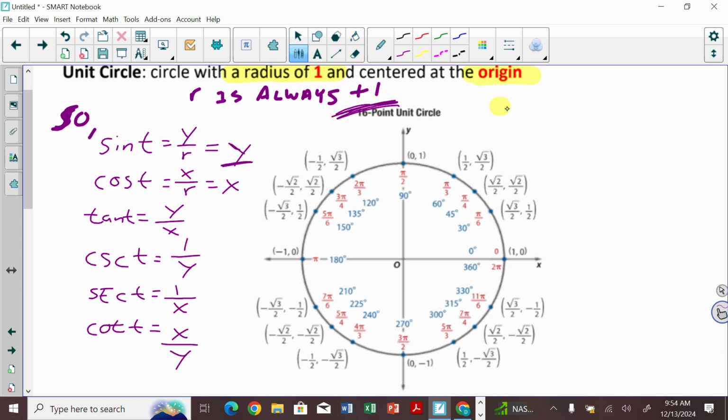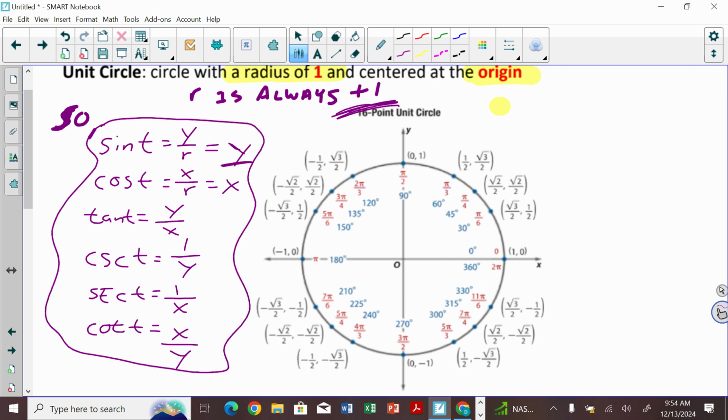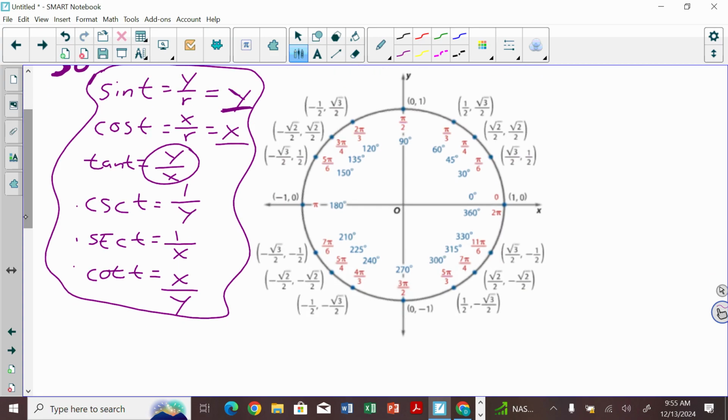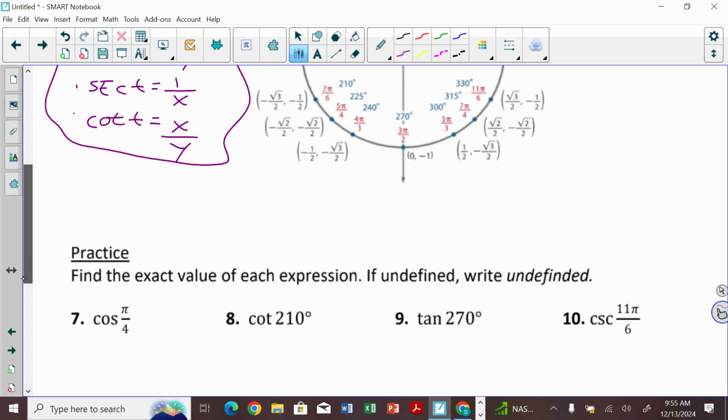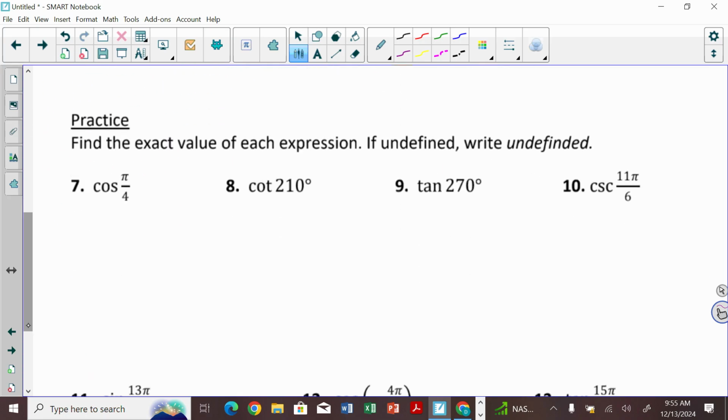Now it's pretty simple. Once you have these ratios here, we can just point to the point on the unit circle and whatever value we're talking about. Maybe it's just the y, maybe it's just the x, maybe it's y over x, or maybe it's one of these three down here, but use what they're giving you and use the values on the unit circle. Again, I'll give you a reference sheet with this on there. Obviously, it's also in your notes that you're filling out right now. So let's go through these. Find the exact value of each expression. If it's undefined, write undefined.